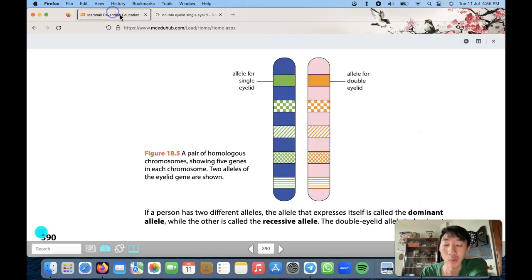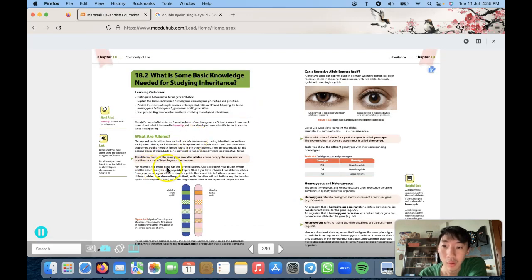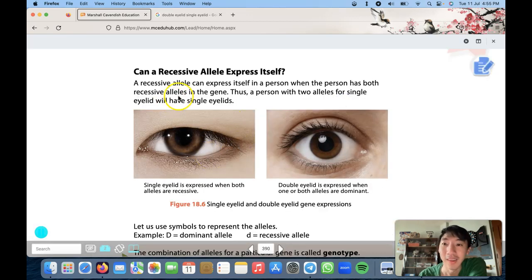Anyway, double eyelid is dominant, single eyelid is recessive. The recessive allele can only express itself when the person has two recessive alleles in his genes. So a person with two alleles for the single eyelid will have single eyelid. Basically, if you see somebody with single eyelid, that means both parents passed down the allele, father and mother. Both of the genes in that person are single eyelid.